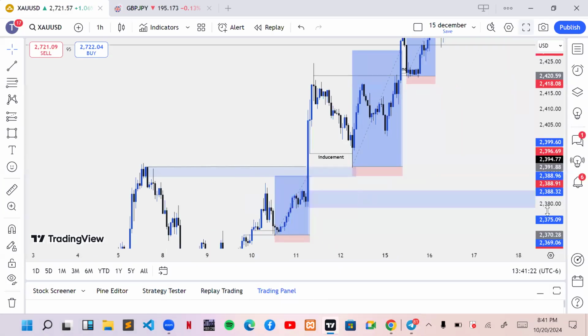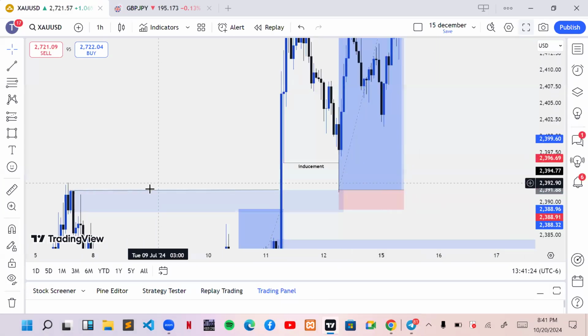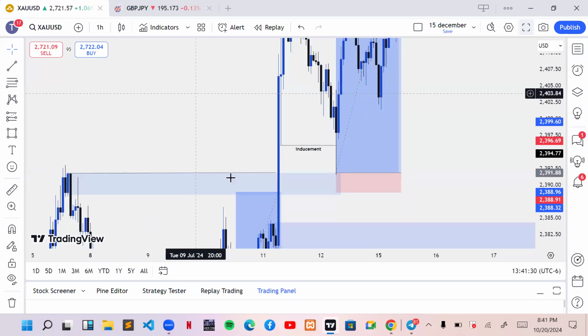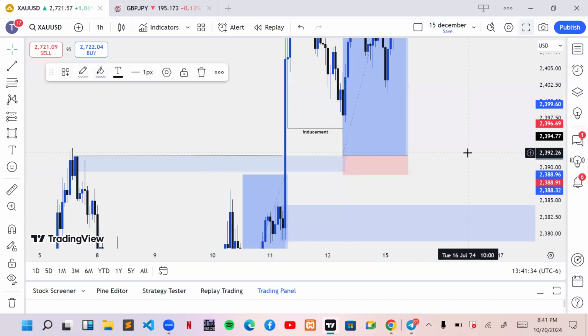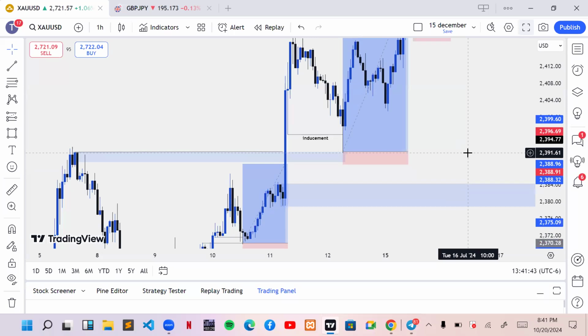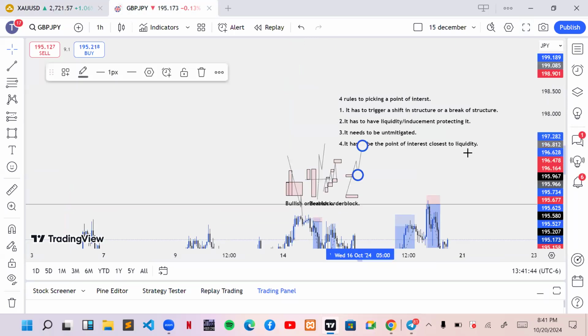And if you pay attention, once price tapped into that breaker block, it started reversing immediately. There was no drawdown on the trade or any kind of loss, because you have to pay attention to know which point of interest you're going to make use of, to minimize your losses if you want to. People are flipping accounts and all these things. But you have to pay attention to know which point of interest you're going to use by paying attention to all these rules.